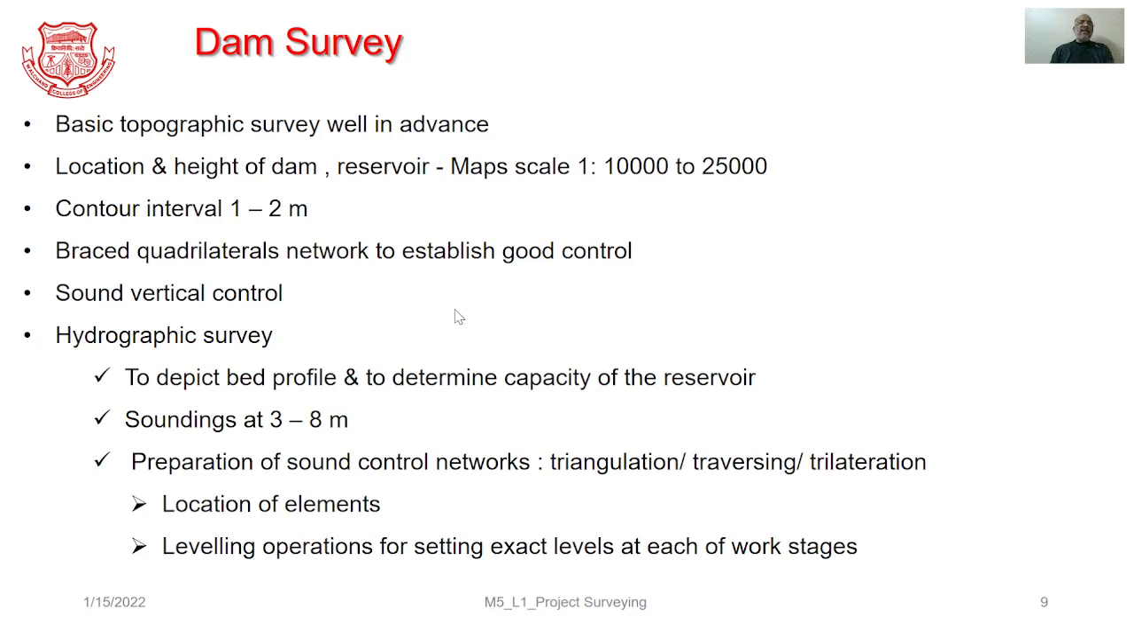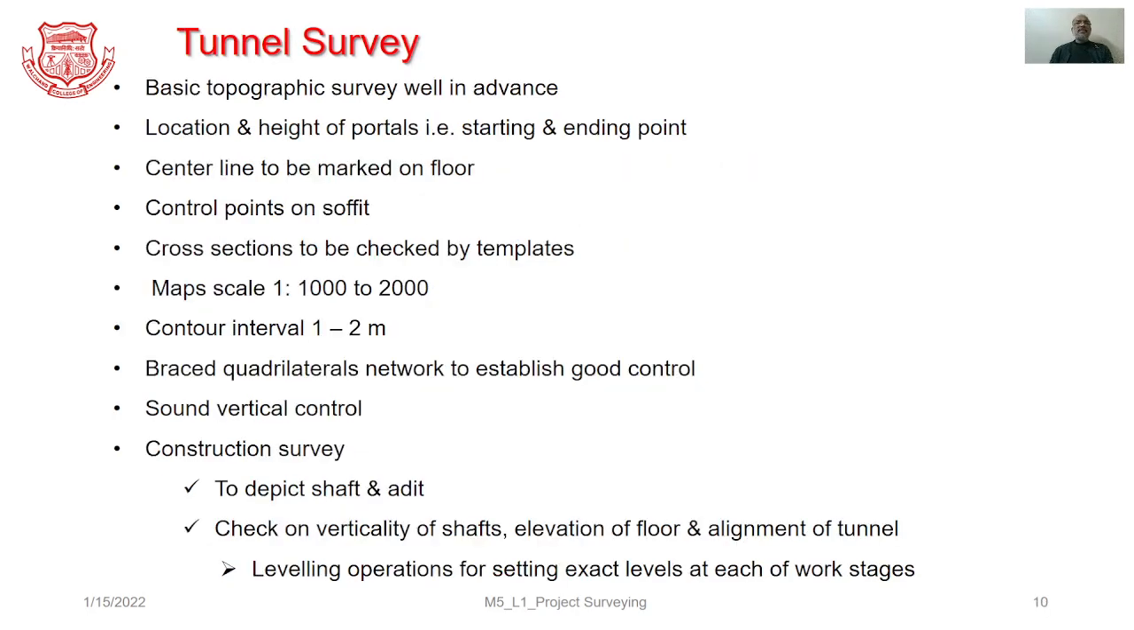In a similar manner, we can consider the case of the dam survey. Very similar to the bridges, a basic topography survey is taken. The location and height of the dam are indicated on the maps with a scale of 1 is to 10,000 to 1 is to 25,000. Contour interval is adopted to be 1 to 2 meters. Braced quadrilaterals are used in order to establish the control. Vertical control is facilitated through a well-knit network of benchmarks. Also, the hydrographic survey, the way we discussed for the bridges, is also essential for the dams.